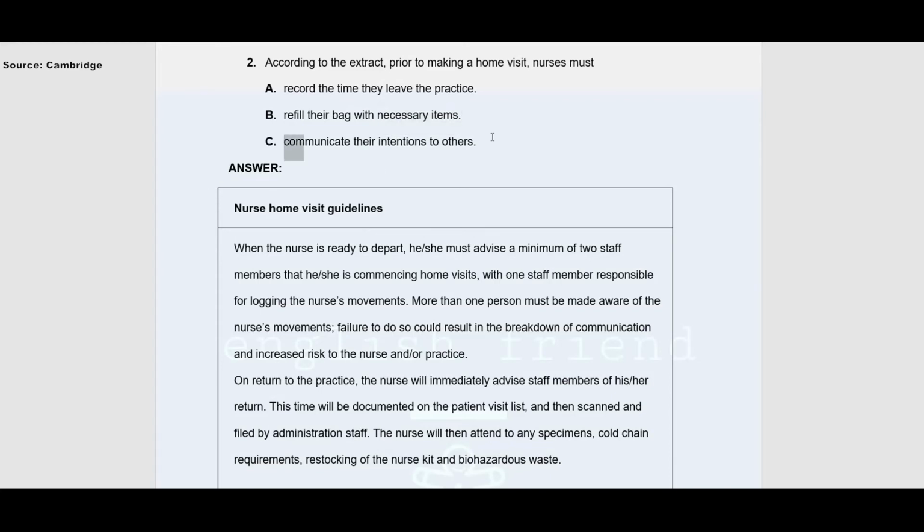Option C says communicate their intention to others, and that is the right one. This nurse must communicate to other staff members what she or he is about to do when the home visits is about to start, when they are going to leave and when they are going to return. So answer is C.